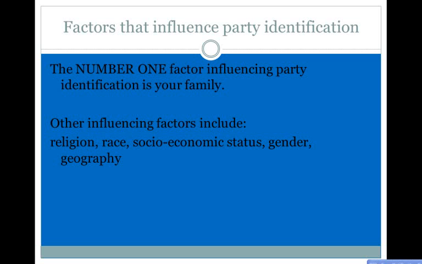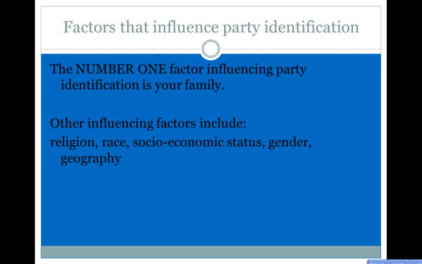These aren't the only influencing factors. There are lots of other factors as well that help to influence the way you view politics and the way you view the role of the government. Your religion, your race, your socioeconomic status, your gender, where in the country you live, your level of education, all of these things influence the way that you view the government's role in society and thus what political party you affiliate with. And if we look at these different factors, we can see what kinds of people tend to vote for one political party or the other.